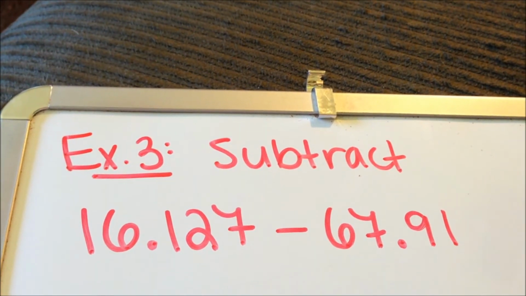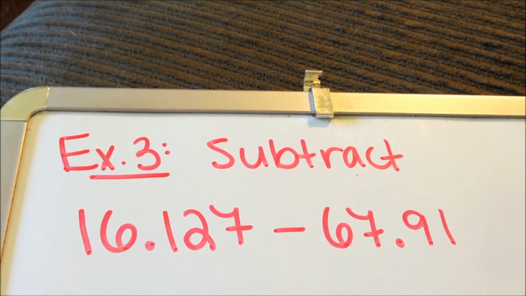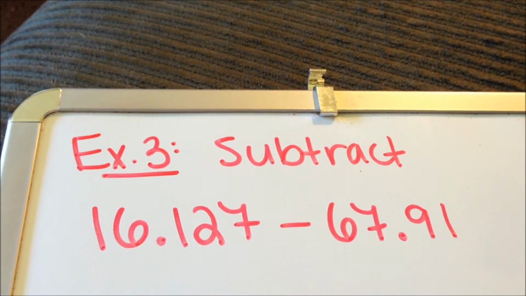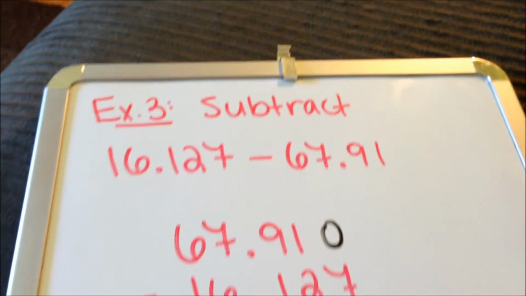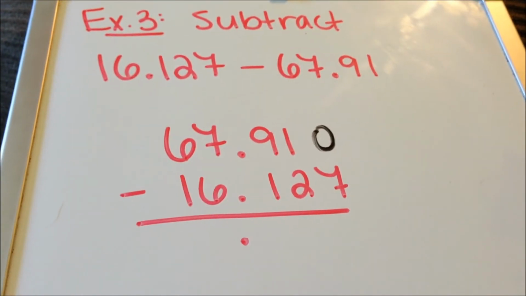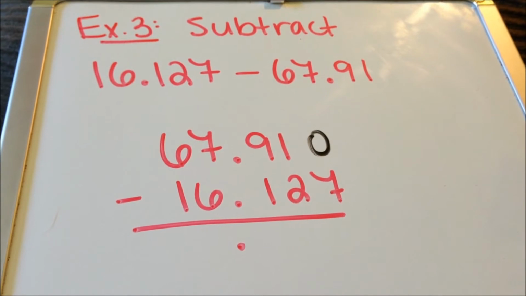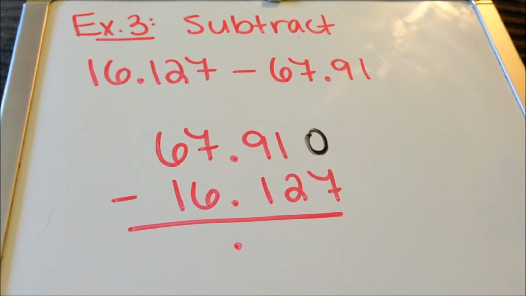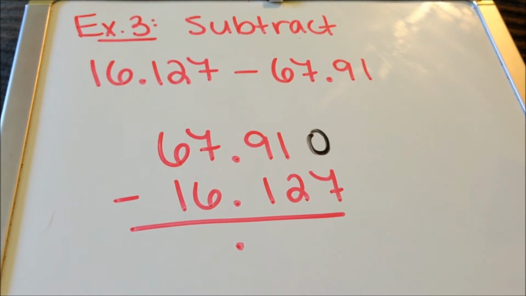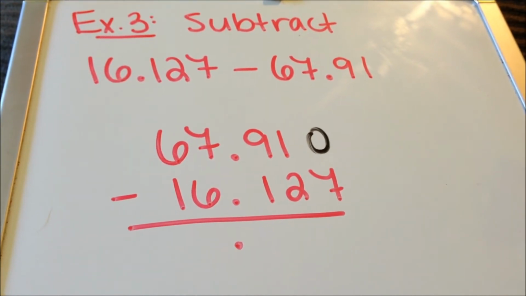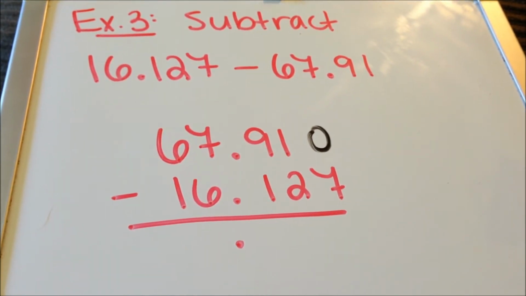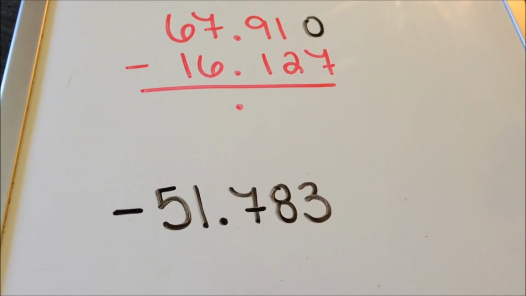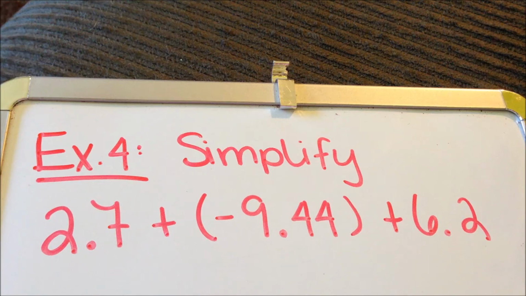Example 3, subtract 16.127 minus 67.91. We will subtract. Let's take 67.91 minus 16.127 and just know that our answer will be negative. Make sure you put a 0 if you're subtracting by hand above the 7 and bring down the decimal point so they line up vertically. Your final answer will be negative 51.783.